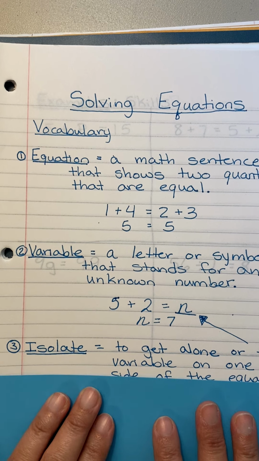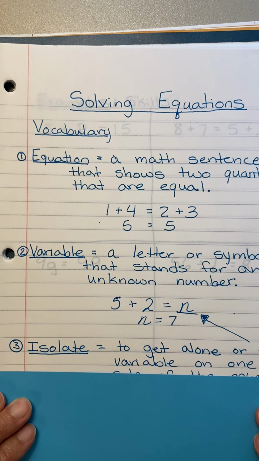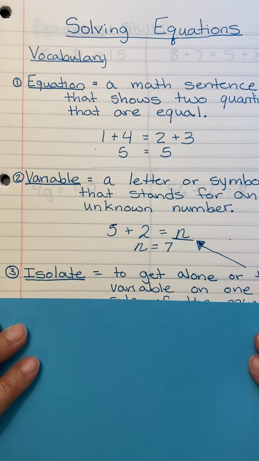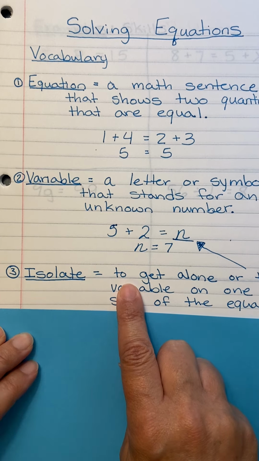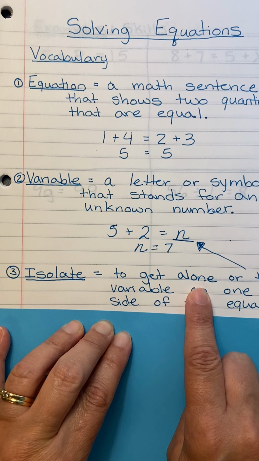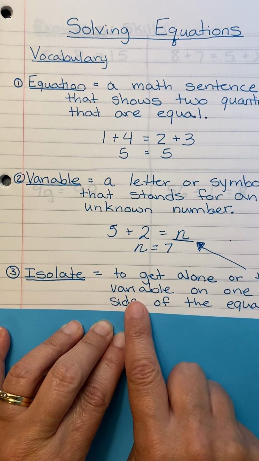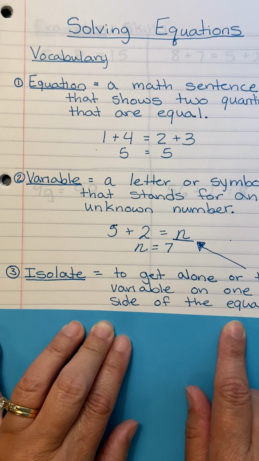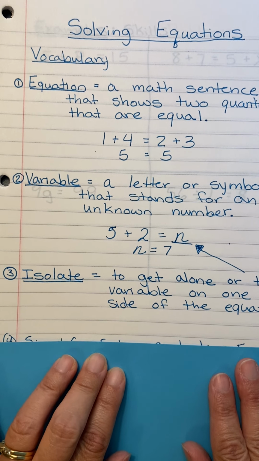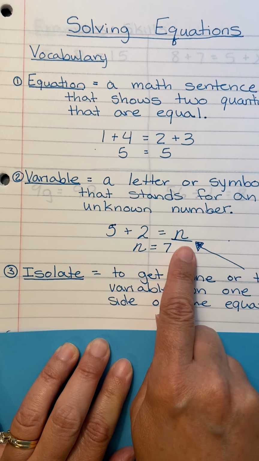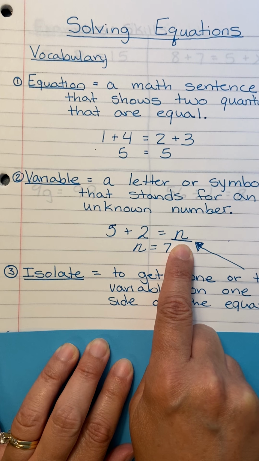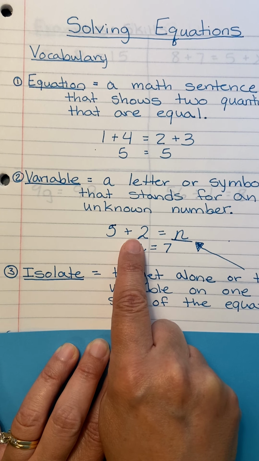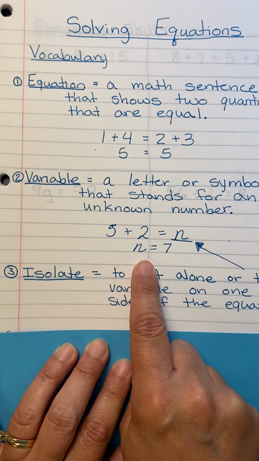So next we need to talk about the word isolate. When we deal with solving equations, we often talk about isolating the variable. That means to get the variable alone, to get alone is to isolate. So the variable on one side of the equation, where the expressions we need to solve on the other side of the equation. So in the example above, we've isolated the n because it's on this side of the equation by itself. So once we solved our 5 plus 2, we've also solved for our variable n.